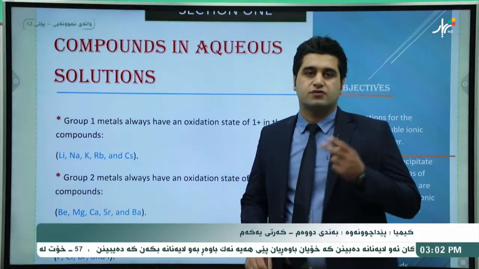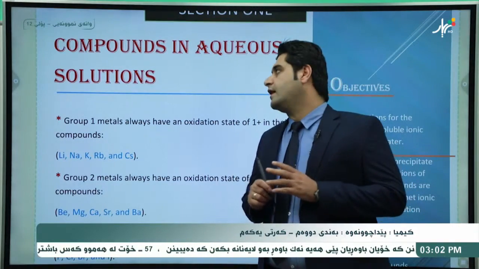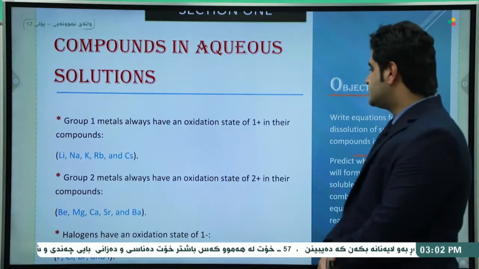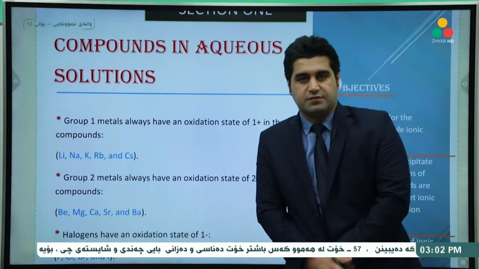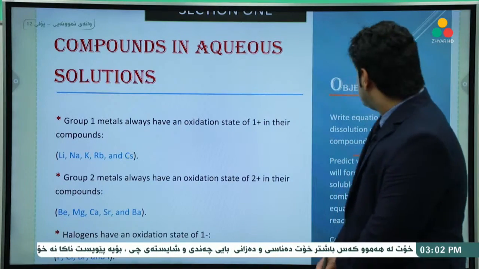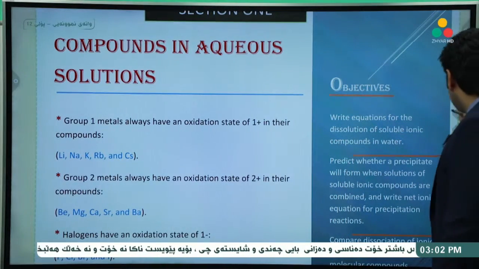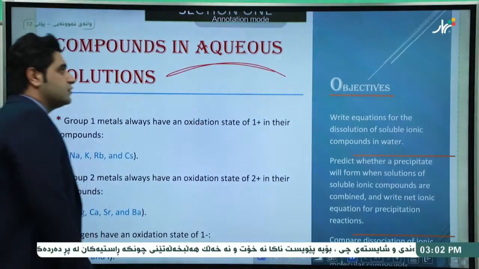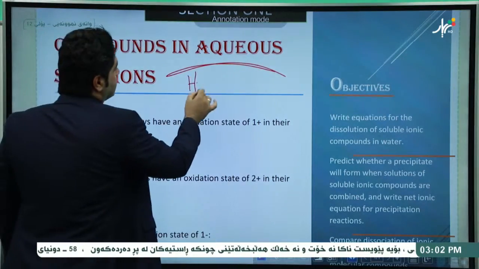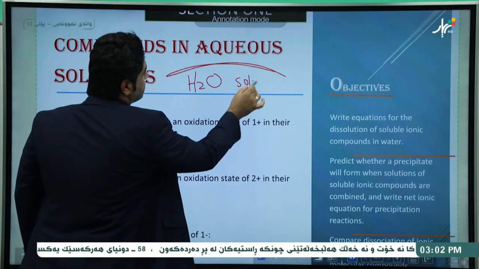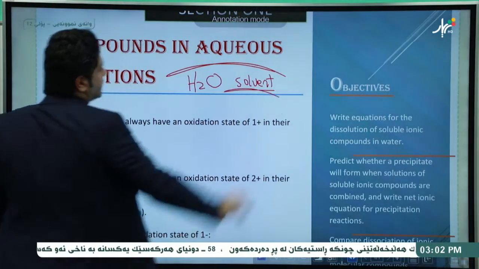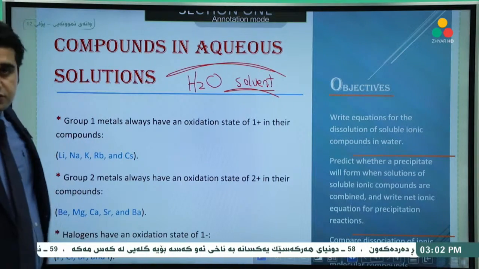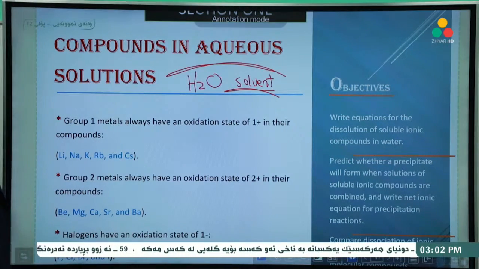It consists of 2 sections: section 1 is about compounds in their aqueous solution, and section 2 is about colligative properties. For section 1, compounds and aqueous solutions, it means that for the whole of section 1, when we talk about any solution, water is the solvent. H2O is the solvent. Okay? So when we say aqueous solution, H2O is the solvent. We learned that in chapter 1.